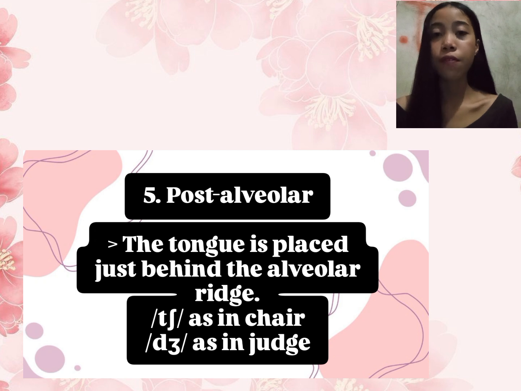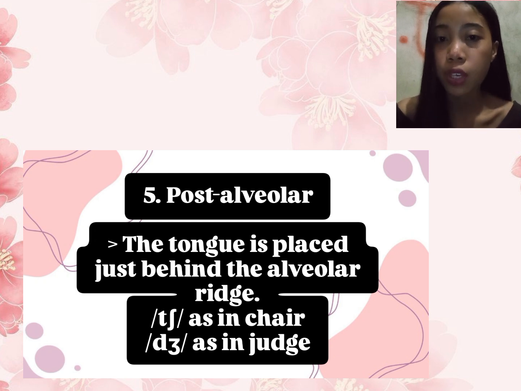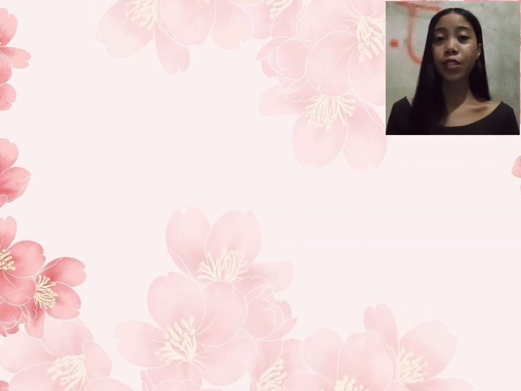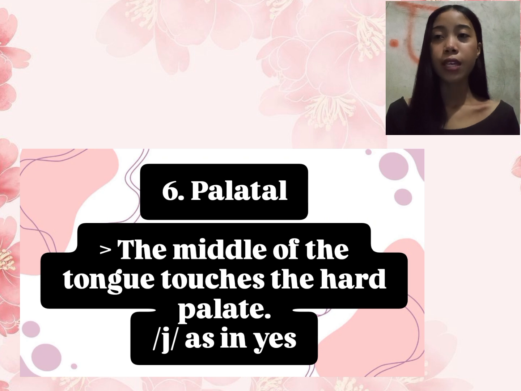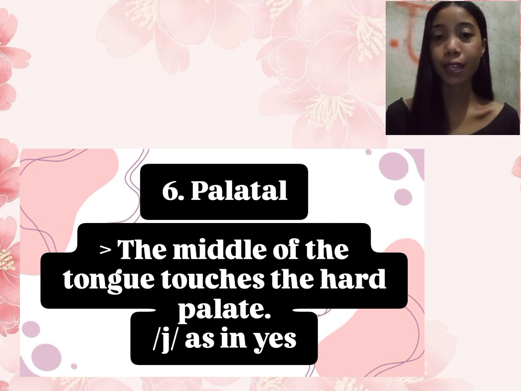So next, we have the post-alveolar. The tongue is placed just behind the alveolar ridge. For example, chair and judge. So that's the example of post-alveolar. So next, we have the palatal. The middle of the tongue touches the hard palate, the roof of the mouth. For example, yeah, yes. That's the example of palatal.